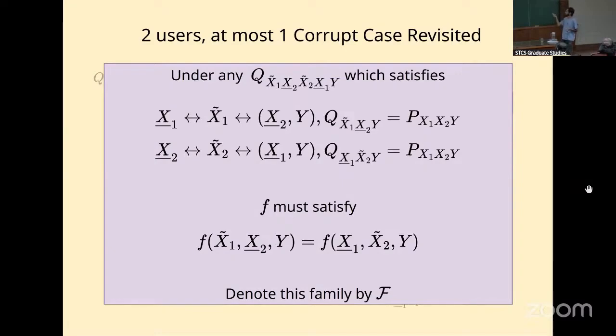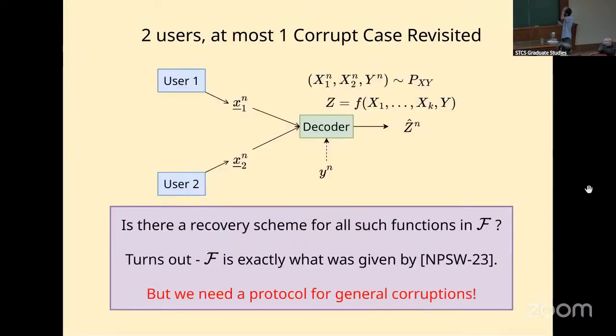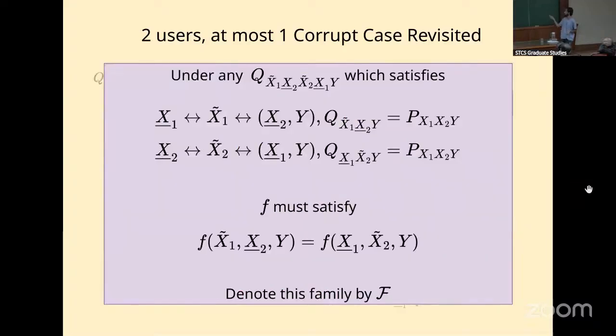This is just the same experiment written in some language here. Yes, this is a general converse. This is a general characterization. And then naturally we can ask, is there a recovery scheme for all such functions in this family? I'm calling this family F.